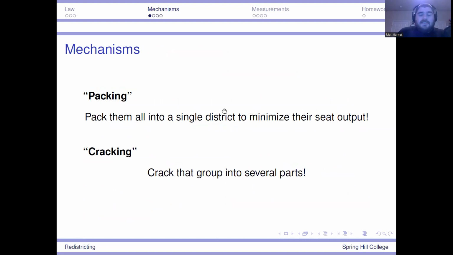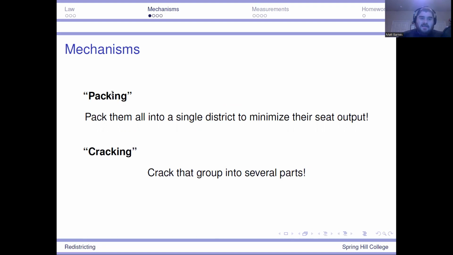Okay, so let's get into how gerrymandering works from a practical perspective. How would somebody draw these districts in order to make them, quote unquote, gerrymandered? How would they do it to make these districts to their advantage? And there's two main mechanisms that come with this.